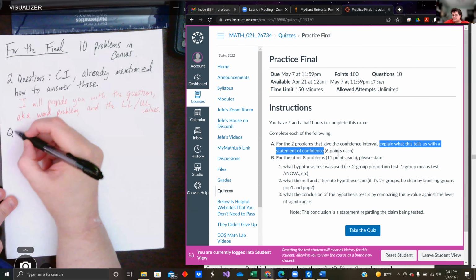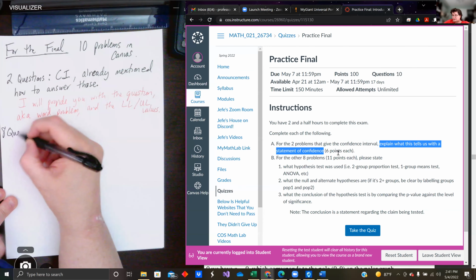The other 8 questions, and there is 1 each for each of the hypothesis tests. Again, I will provide you with the word problem, the test statistic and p-value from StatCrunch.